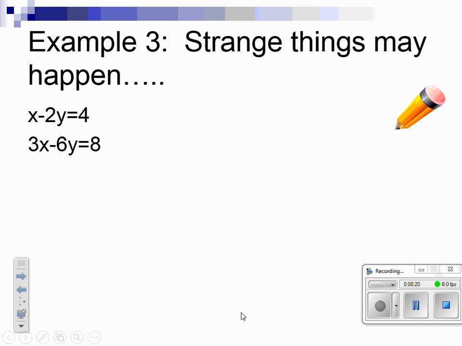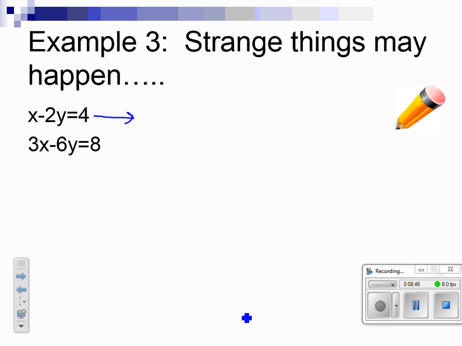Sometimes strange things happen, just like strange things happen when you were graphing. On number 6, you realized that they were parallel and there was no solution because same slopes never touch. And then we also talked about the number 8 one, that it showed that they were the exact same line, and that's all solutions. So sometimes strange things do happen. So let's see what happens on this one, because there is something strange that happens.